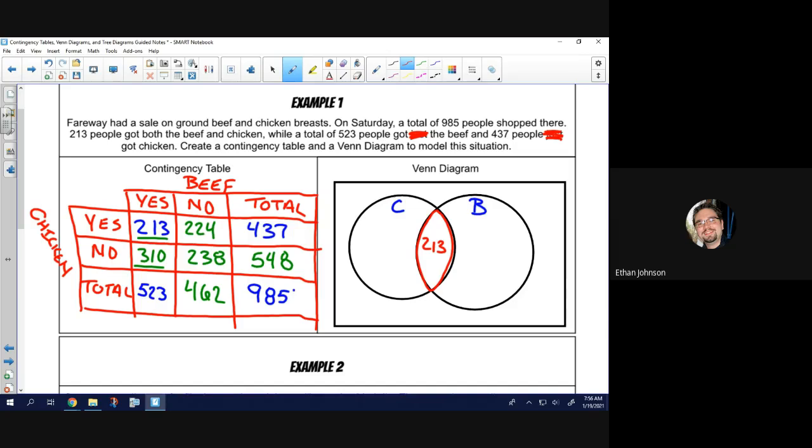Well, if 213 are in that little football shape, to find out what goes in the rest of the beef, I'm going to do the 523 minus 213 to get 224. Because remember, the total in that beef circle should be the 523. Just like the total in the chicken circle should be 437. Well, if that total should be 437, and 213 of them are already there, once again, doing subtraction, I know that this other bit has to be 310.